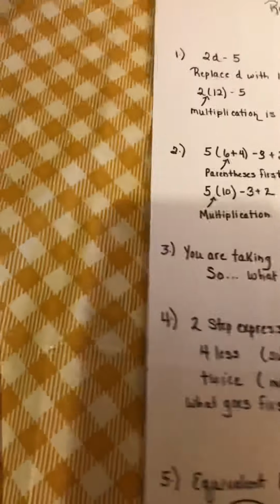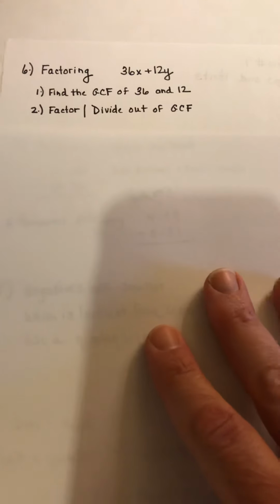Okay, we're heading over to the back now. We're looking at number 6. When you are factoring, you need to first find the GCF, in this case of 36 and 12, of those two coefficients, and then factor or divide that GCF out of each one and rewrite your equivalent expression.